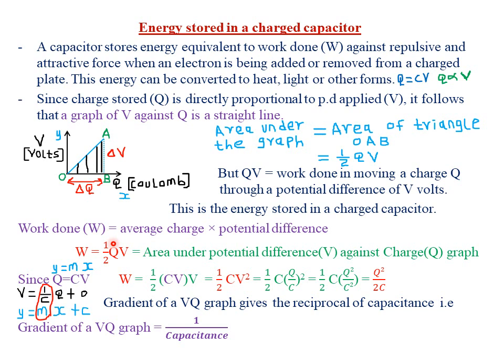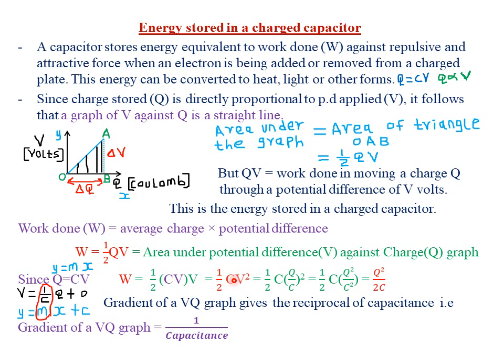Now the equation for the work done can also be expressed in other formats. For example, remember we said that Q is equal to CV, so I want to substitute this particular value of Q with CV. Therefore, the work done can also be given by a half of, where I have Q, I want to substitute with CV, so this will be a half of CV, then multiplied by V. So of course, V times V will get V squared, so this equation will become a half of C times V squared. So this is also another equation that we can use to find the work done in moving a charge.